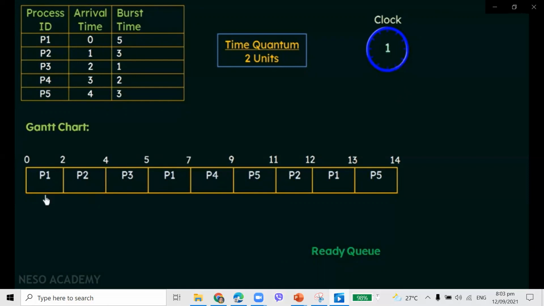So at time 1, P1 is still continuing its execution. We know that the time quantum is 2 units. So P1 has not completed 2 units. It is still within the time quantum of 2 units because we are just at time 1. So P1 continues its execution.